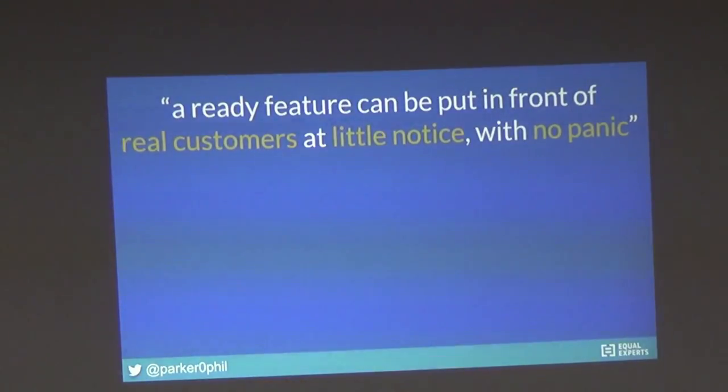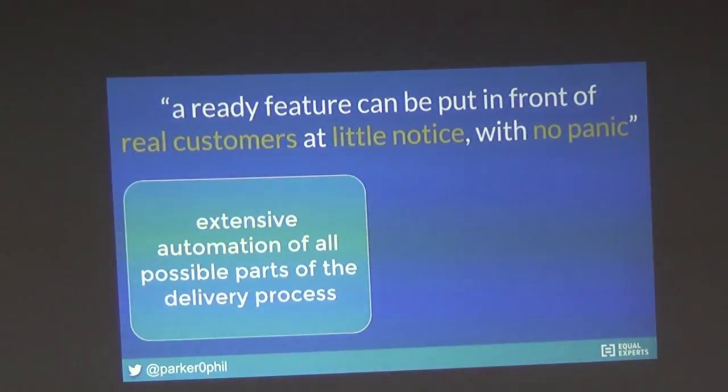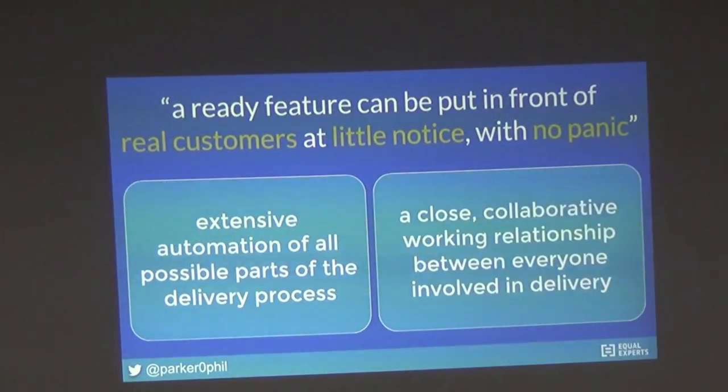So let's go back to this definition of continuous delivery. We talked about technically what you have to be doing to do continuous delivery. We talked about a couple of the things which are related to how you might achieve continuous delivery in terms of the lean principles of batch size and cycle time. These are typically seen as the ways to achieve continuous delivery. So the two things are extensive automation of all possible parts of the process. Everything you can automate, automate.